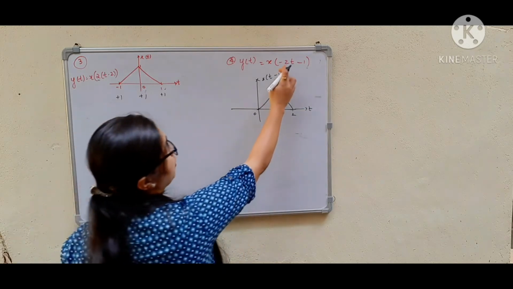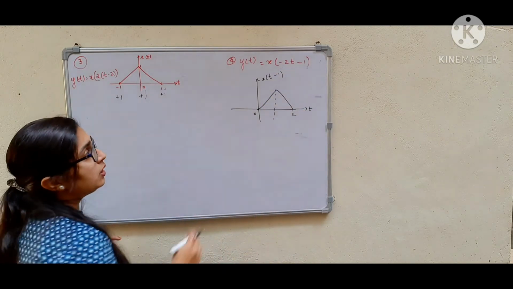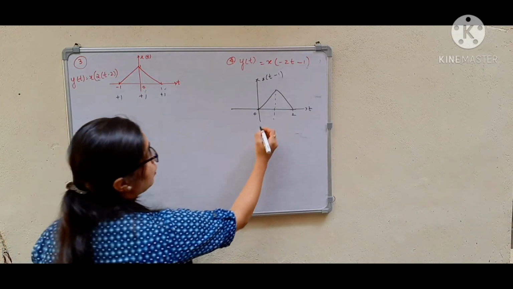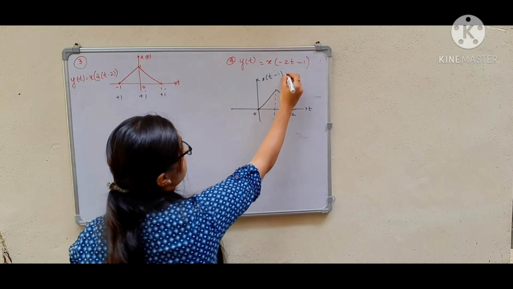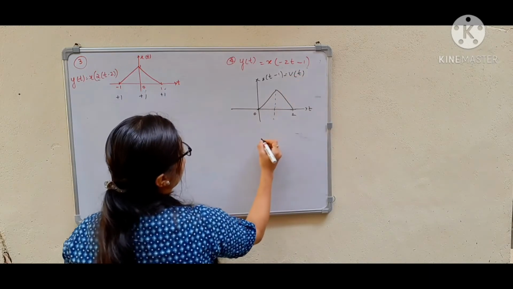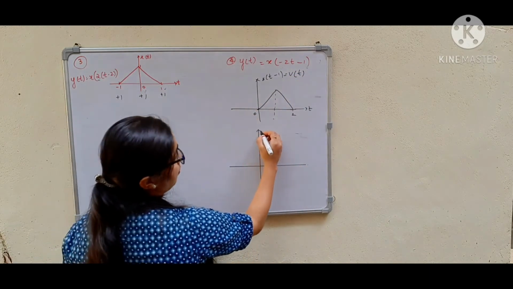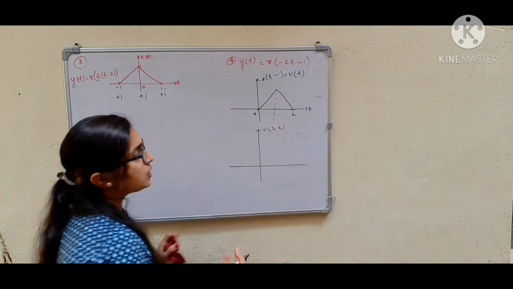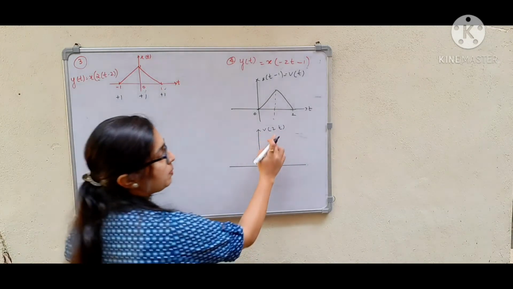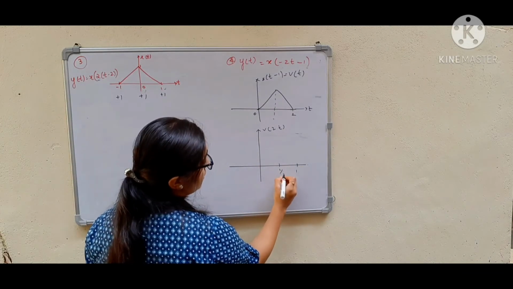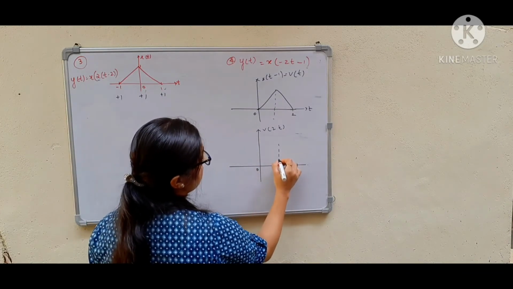Next, I will perform the scaling operation on this signal, that is x of 2t minus 1. If I consider this as v of t, then I will be performing v of 2t. You are going to get the compressed version because it is greater than 1. So 2 by 2, that is equal to 1. This is 1 by 2. This is as it is.